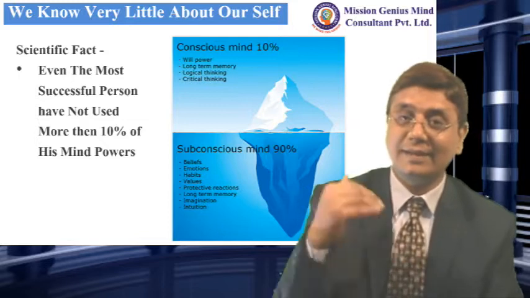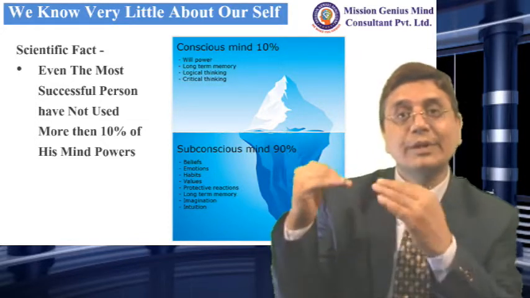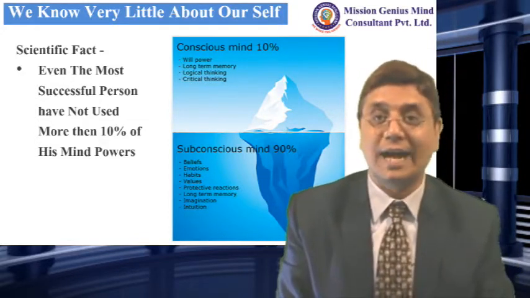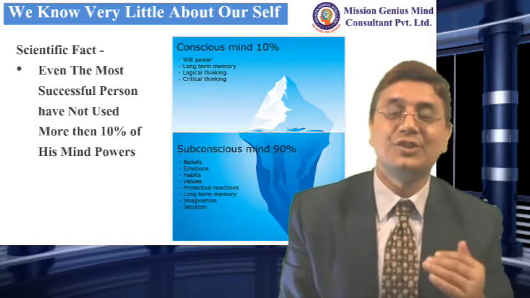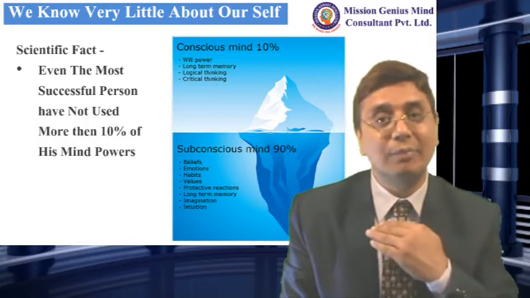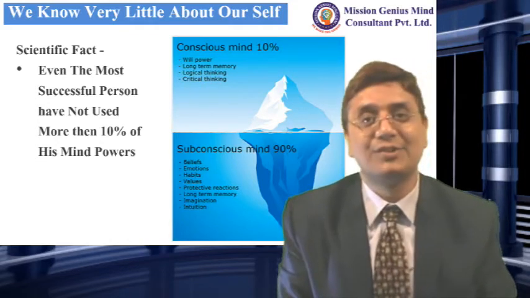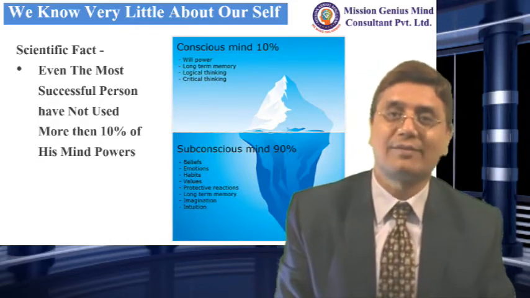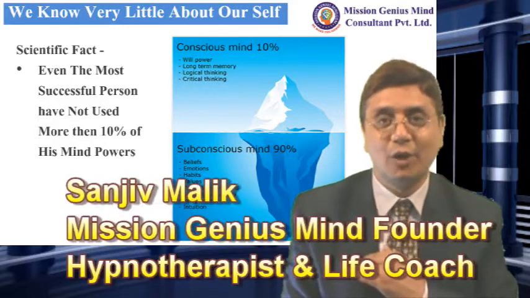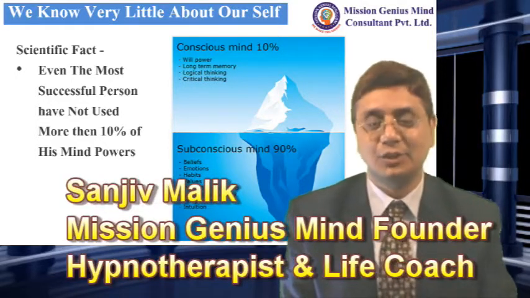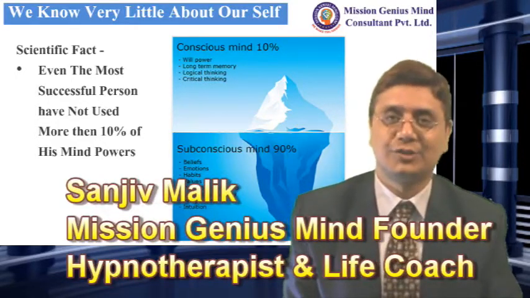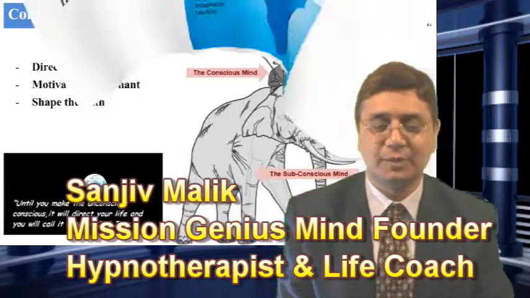But then there is the subconscious mind, which is the submerged part of the iceberg. The subconscious contains all our belief system, all our values, all our habits, and any other thought pattern that we are carrying for a long period of time. So that's a brief description of the conscious and subconscious mind.